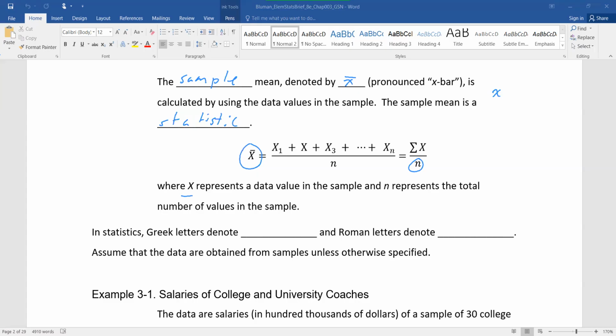All right. So any questions on how to find population mean or sample mean? Any questions on notation? Because that gets people. That got me when I was in y'all's shoes the first time. I was like, oh, what does this one mean?